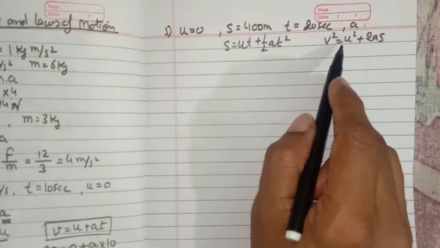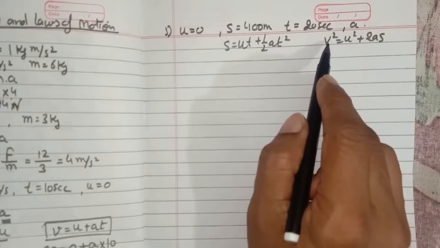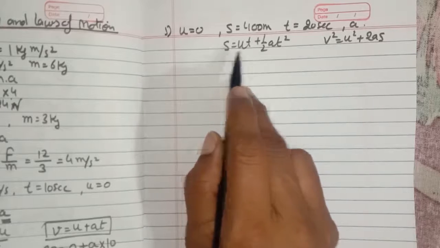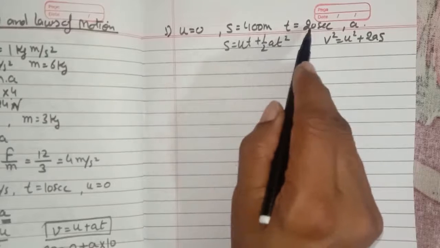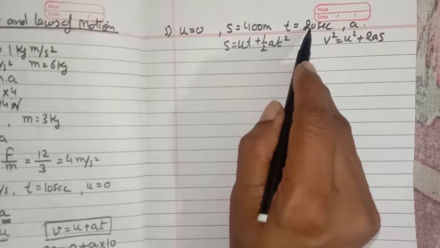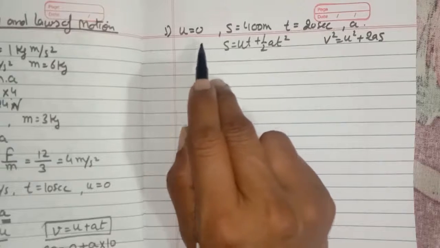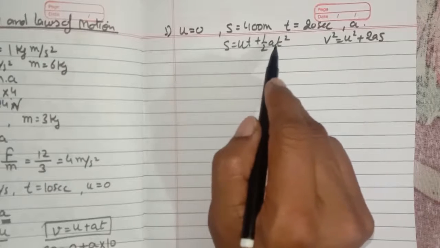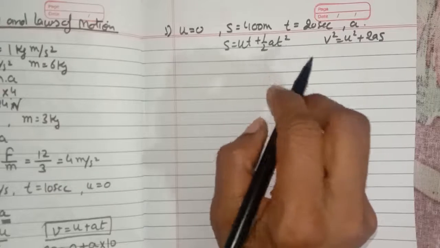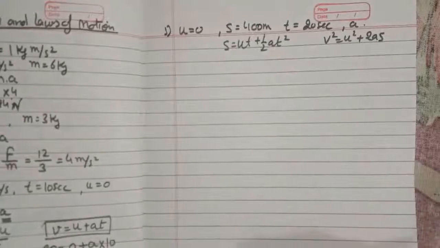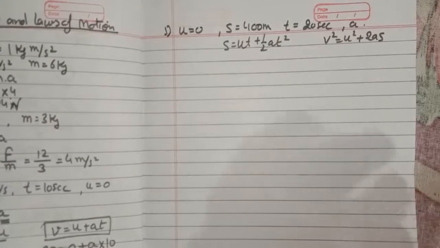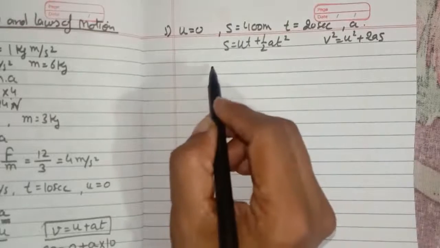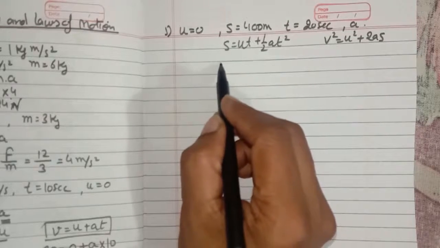For the third equation of motion, we don't have the final velocity of the truck. So we can use the second equation of motion, because we have the value of time, we have the value of distance s, and we have the initial velocity. So by using this second equation of motion, we can find the acceleration. It is really important that you understand which equation of motion is appropriate to find the value. So here for this question, s is equal to how much?